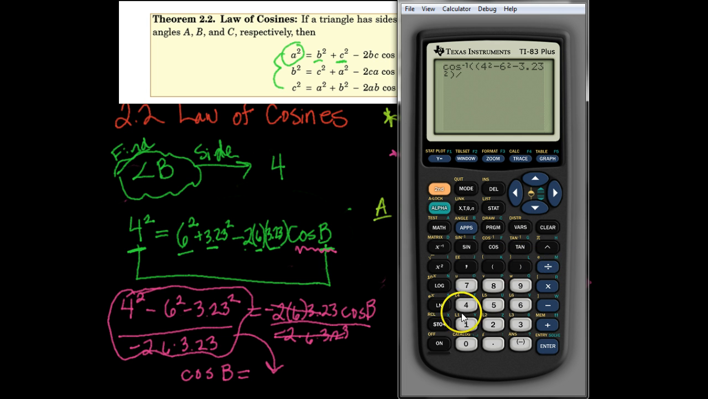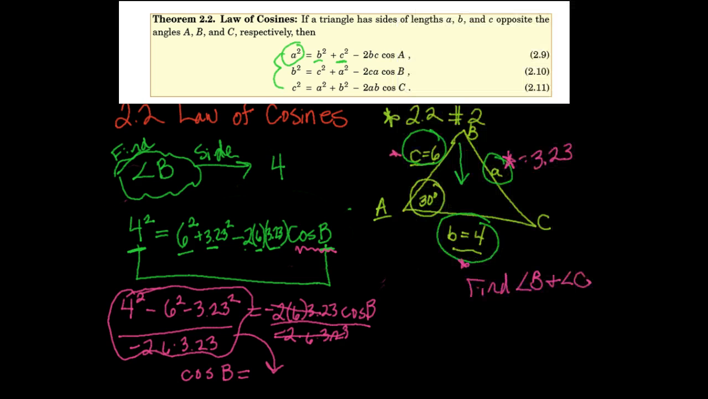And then I'm going to divide by, put parentheses again, because if you don't, it'll just think it's the first thing. So negative 2 times 6 times 3.23. Close those parentheses up. And then close parentheses for the entire cosine. And we have 38.26 degrees. That's going to be B. So we can say that B is equal to 38.26 degrees. Okay, so we know B, we're given A already, so we can easily find C.